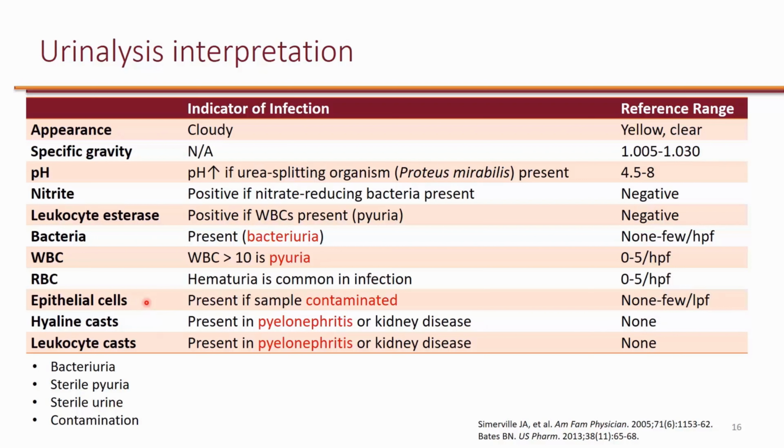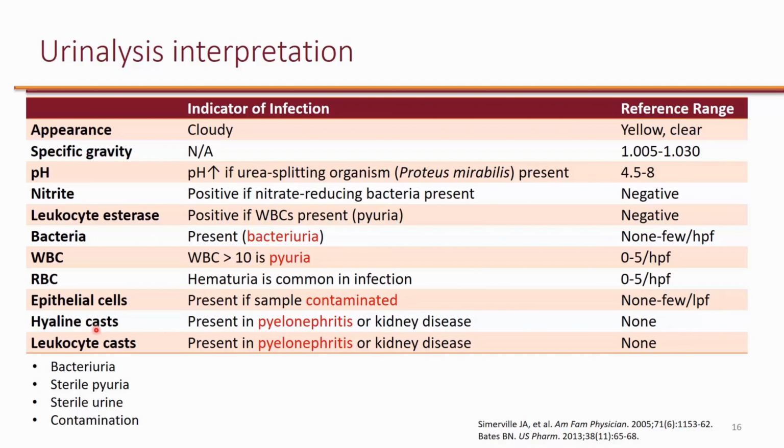So if you do find a significant amount of epithelial cells in the urine, that means they're coming from the skin, which means that your sample is contaminated. So if you do find bacteria and epithelial cells significantly, you have two options. Either you really have bacteriuria in the patient and also it got contaminated, or the patient doesn't really have bacteriuria but it got contaminated. And the only way to distinguish that is by actually doing a urine culture and seeing if we can grow actual bacteria. But epithelial cells are what you look for to see if the sample is contaminated.